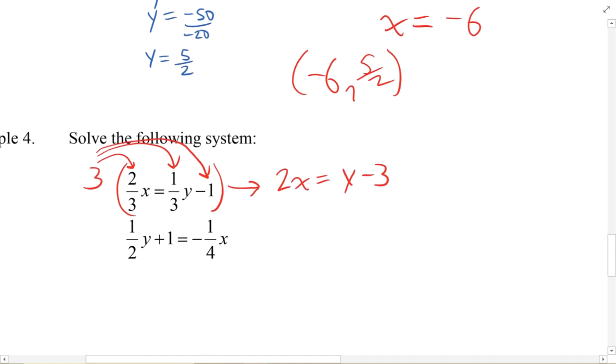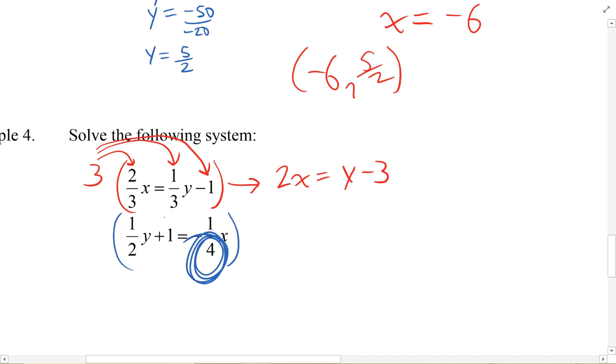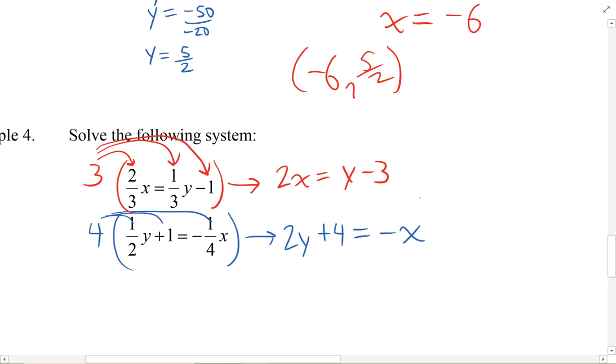Okay. What about the bottom one? Would 2 work? It wouldn't, because of the 4. It wouldn't be big enough. So 8 would work. Would 8 work? Absolutely. With 2 and 4, 8 would work. But what's the better one? 4. Because 4 gets rid of them both. It's a little bit lower than 8. So multiply into all the terms. And you're going to get 2y plus 4 equals negative 1x.